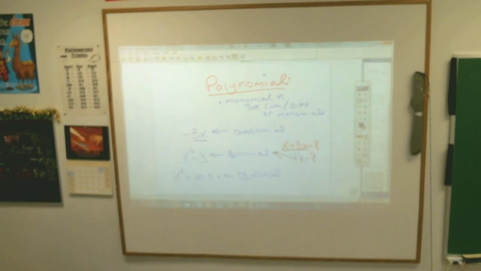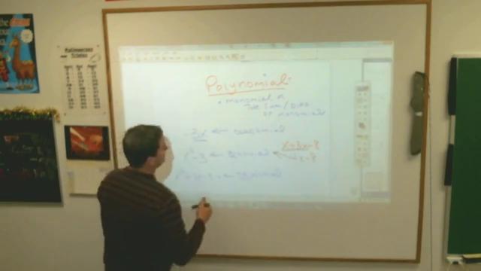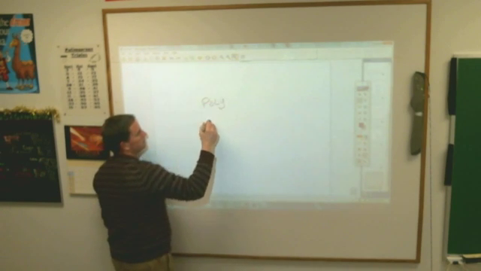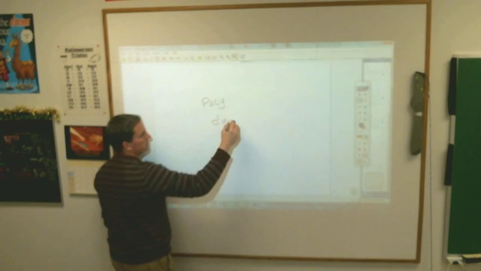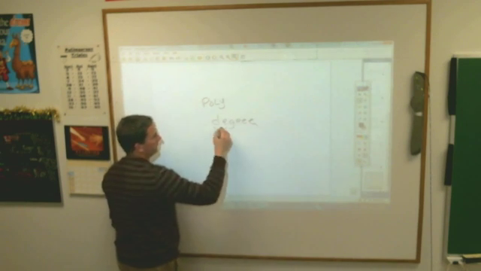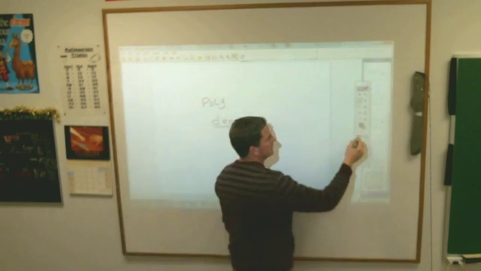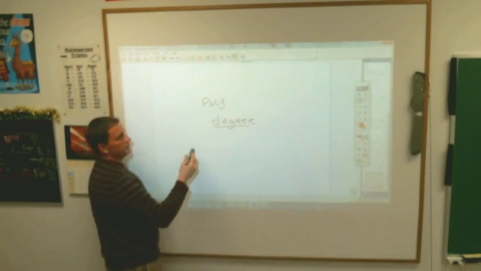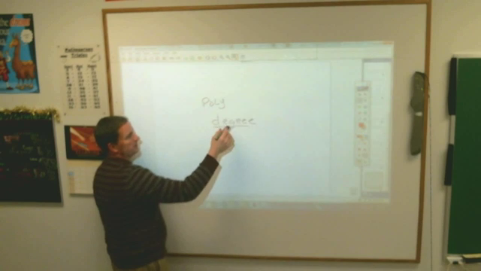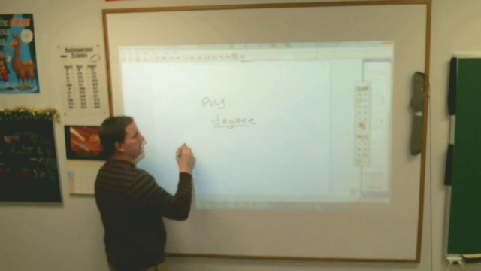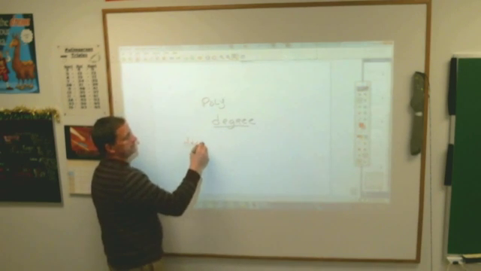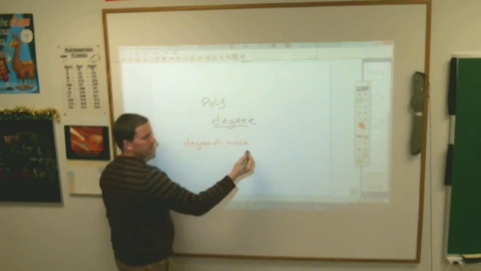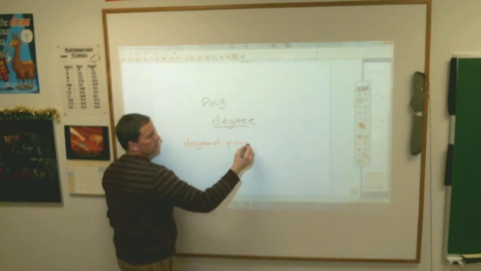And then in addition to that, we have to talk about the degree of a polynomial. What's a polynomial? We'll answer that again later. In order to get the degree of a polynomial, you must understand the degree of a monomial first.